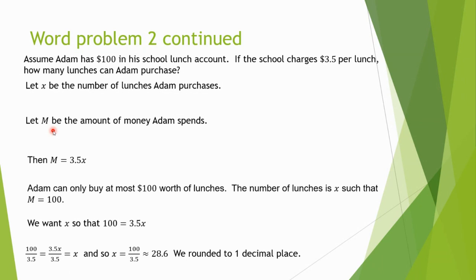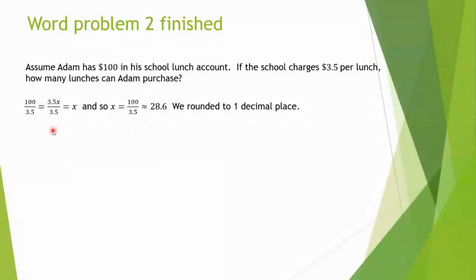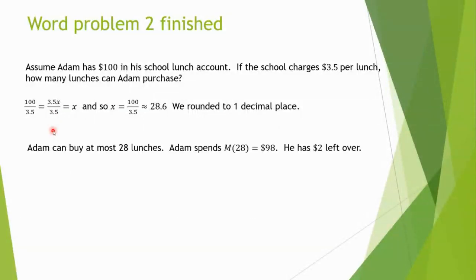Okay, so does that make sense? Is that the right answer? 28.6. Well, can he buy half a lunch? No, he can't, right? That doesn't make sense. So what would the answer be? It would probably be 28, and he has $2 left over.